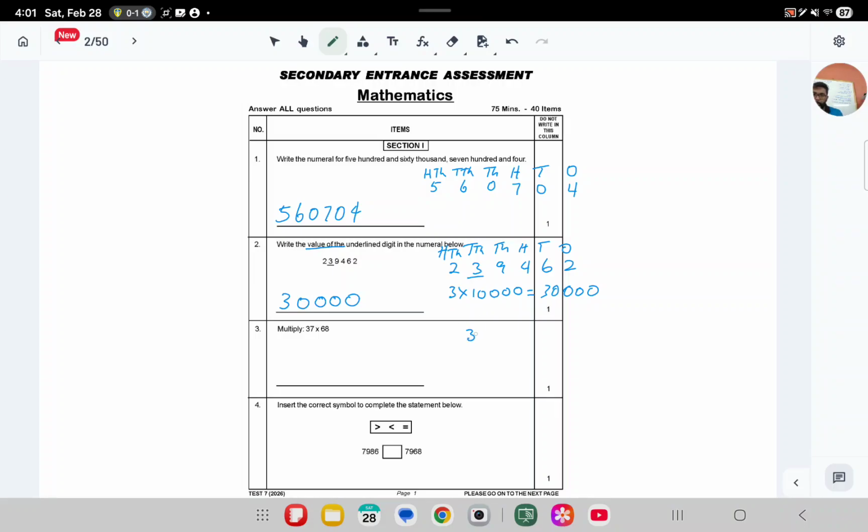Multiply 37 by 68. Alright, so when you multiply 37 by 68, we get 2,516.